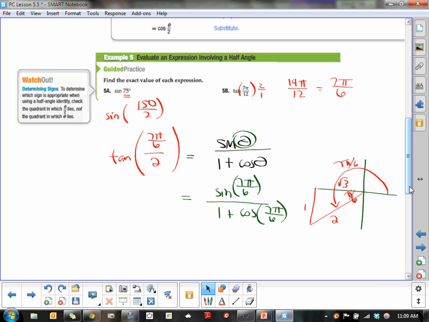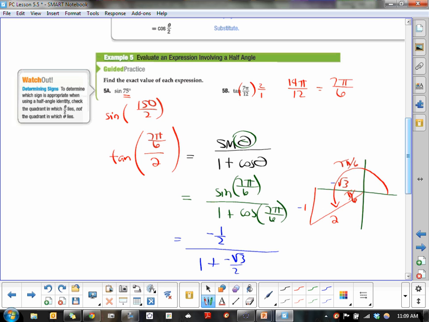So we need the sine of this. Well, since we're both left and down, it's negative and negative. Sine is opposite over hypotenuse. It is y over r. So negative 1 over 2, negative 1/2, over 1 plus the cosine of this, negative square root of 3 over 2, negative square root of 3 over 2.